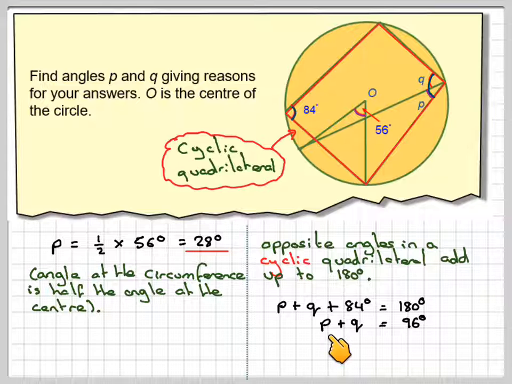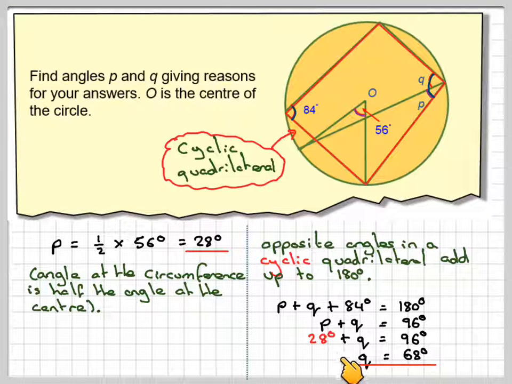Now we've already calculated P to be 28, so we can say that 28 plus Q is equal to 96, and therefore Q must be equal to 96 minus 28, which is 68 degrees. So we've given the reason and the angle, angle and the reason here.